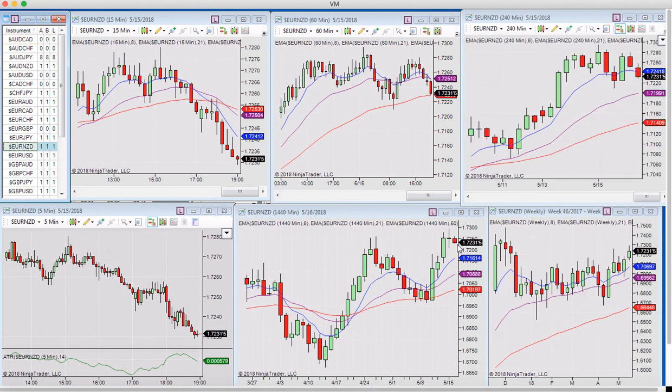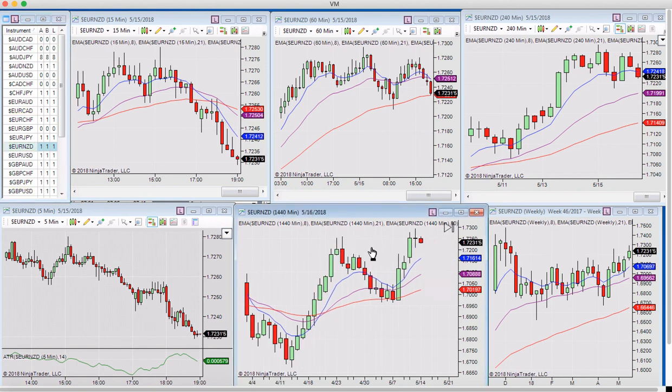Okay, Euro NZD. We have a shooting star at a double top. Now, even though the market is trending up on both time frames and this time frame, I would not be surprised at all to see a little bit of mean reversion here, or a more substantial mean reversion. This is not a clean trend. It could go up, it couldn't.